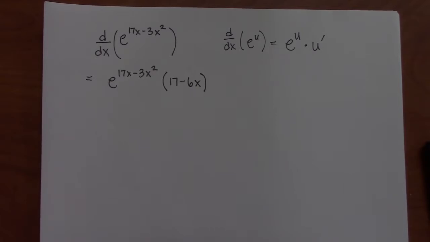So derivative of the outside times derivative of the inside. If you wanted to split it up in your f and u notation, then f would have been e to the u, right? U would have been your 17x minus 3x squared, and then f prime would have just been e to the u, and u prime would have been 17 minus 6x. So it's derivative of the outside times the inside.